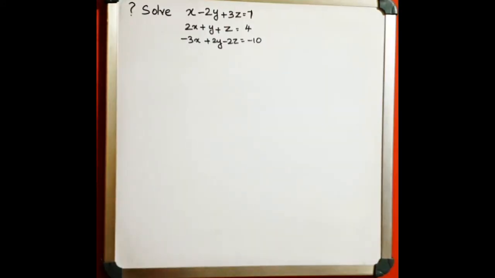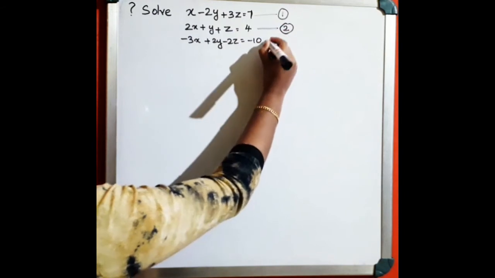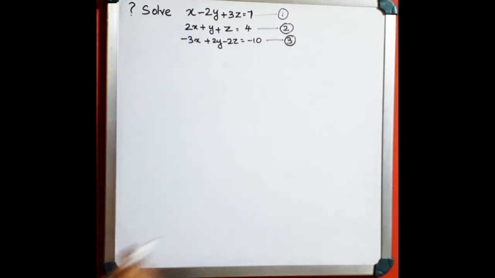Problem is solve x minus 2y plus 3z is equal to 7, 2x plus y plus z is equal to 4, minus 3x plus 2y minus 2z is equal to minus 10. This is equation 1, this is equation 2, this is equation 3. Our first aim is to convert or to reduce 3 equations in 3 unknowns to 2 equations into 2 unknowns. So, for this, just eliminate z from this equation.